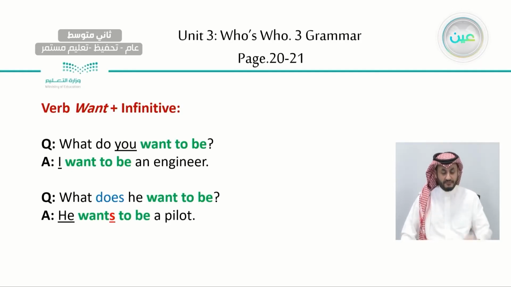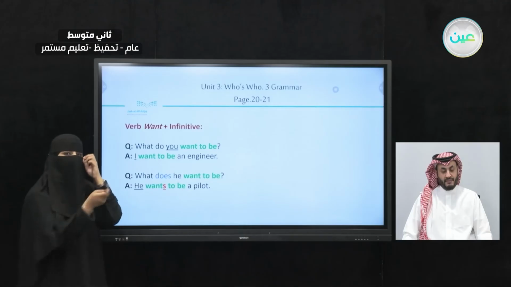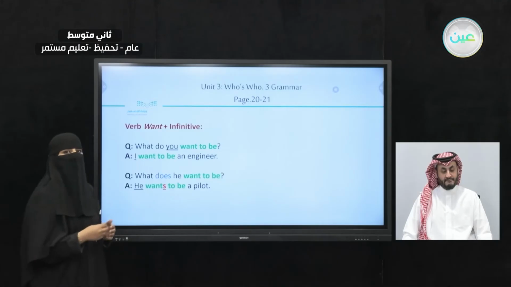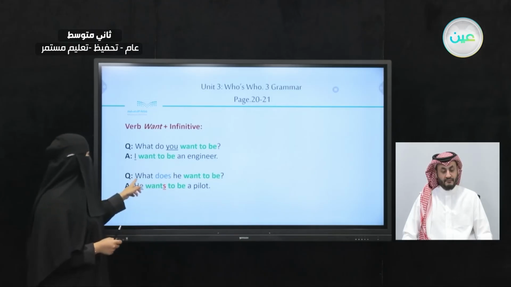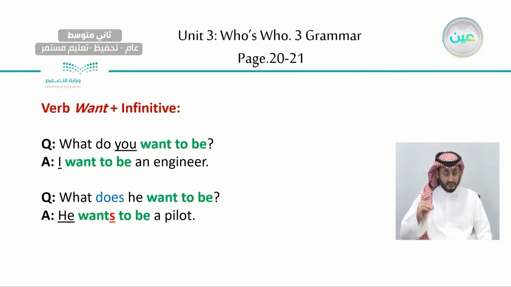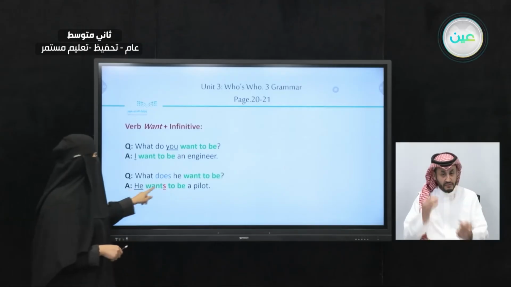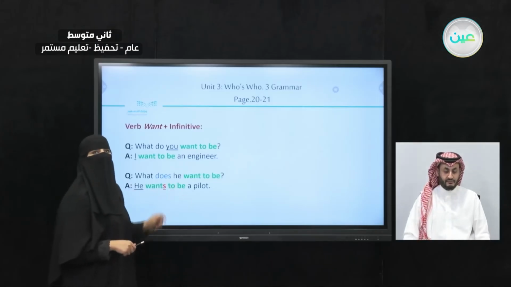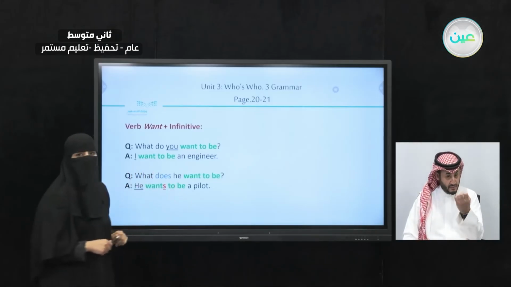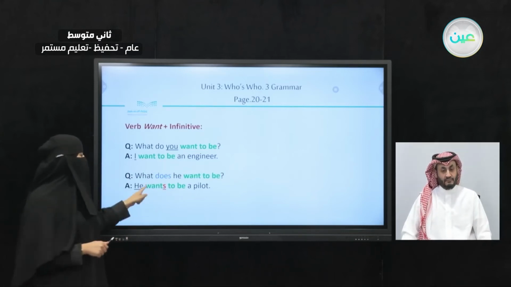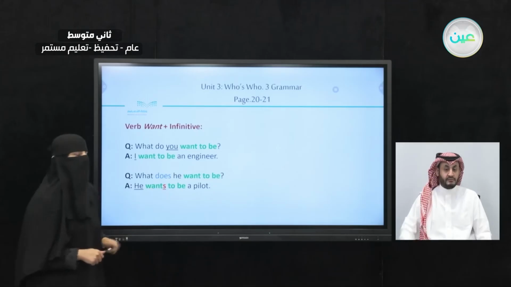I want to be an engineer. But in the next question, what does he want to be? So here we asked about you, so the answer would be I. What do you want to be? I want to be. But if I'm asking about another person, we will use this. What does he want to be? He wants to be a pilot. So we will add S here for he or she. We will add S to the word want. She wants to be. He wants to be. They want to be. See? For he, she, we will add S to the word wants.